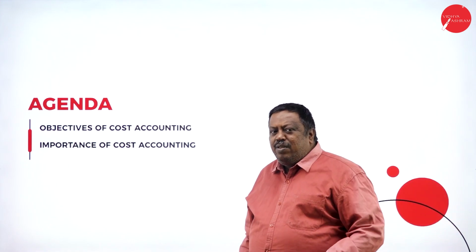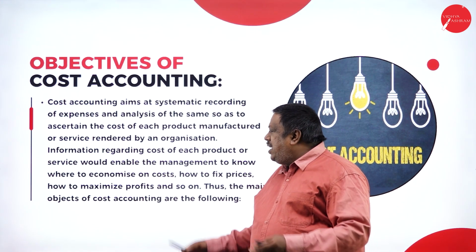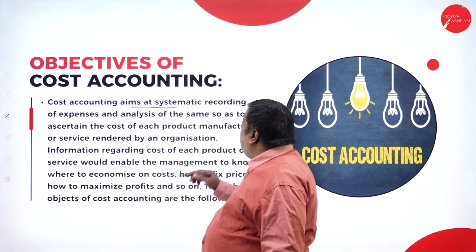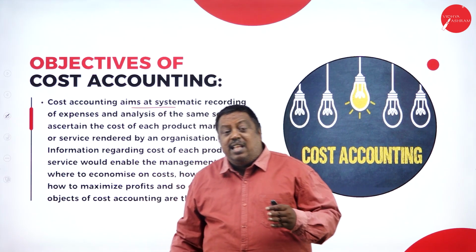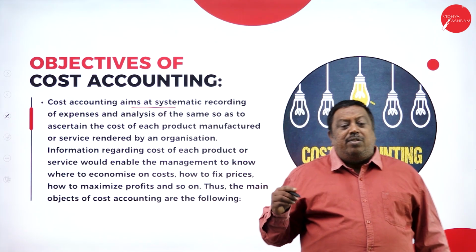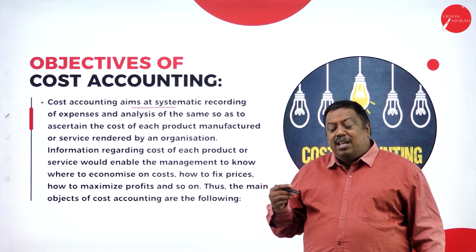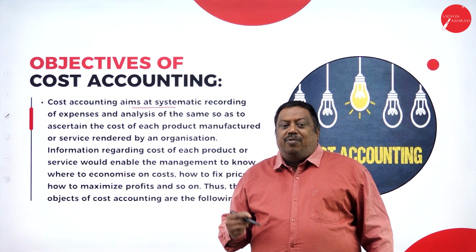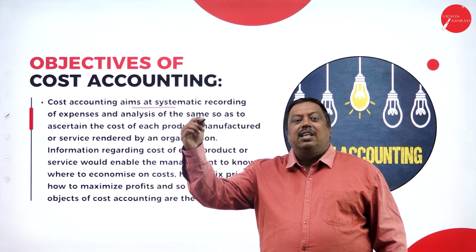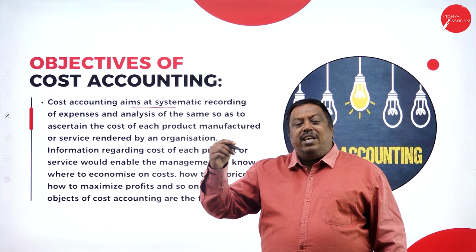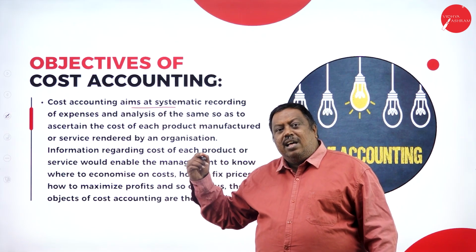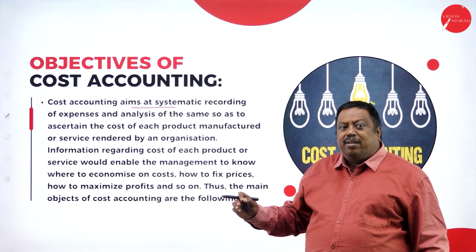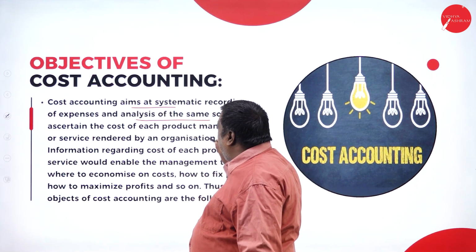In today's session, we're going to have the objectives. The first objective: cost accounting always aims at the systematic recording of expenses. When cost accounting records each and every expenditure, not even a penny is missed; each and every penny of the amount involved in the process of conversion will be recorded. Whatever expenditure is incurred in the business will be recorded. Next, analysis of the same.